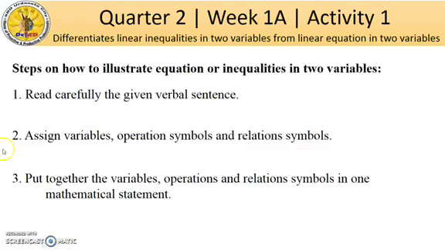Now, let's have the steps on how to illustrate equation or inequalities in 2 variables. First, we have to read carefully the given verbal sentence. Next, we will assign variables, operation symbols, and relation symbols. So we will use the table for step number 2. And for the last, we need to put together the variables, operations, and relation symbols in one mathematical statement.